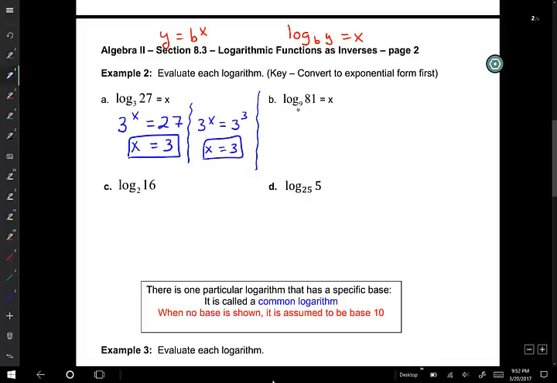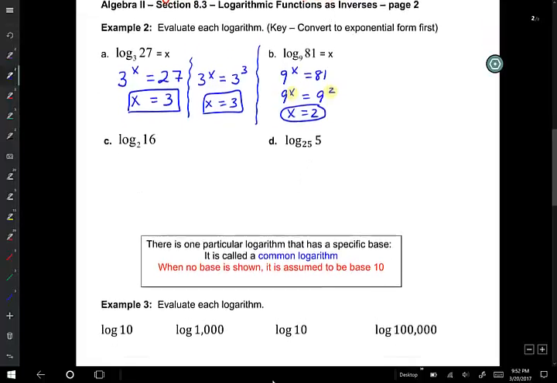The base is 9, so that's the b. So 9 raised to the x equals 81. So 9 to the x equals 9 squared, because that's 81. And if the bases are equal, then there's a rule that says the exponents must also be equal. So therefore we can say x equals 2. Let's look down at our next one.